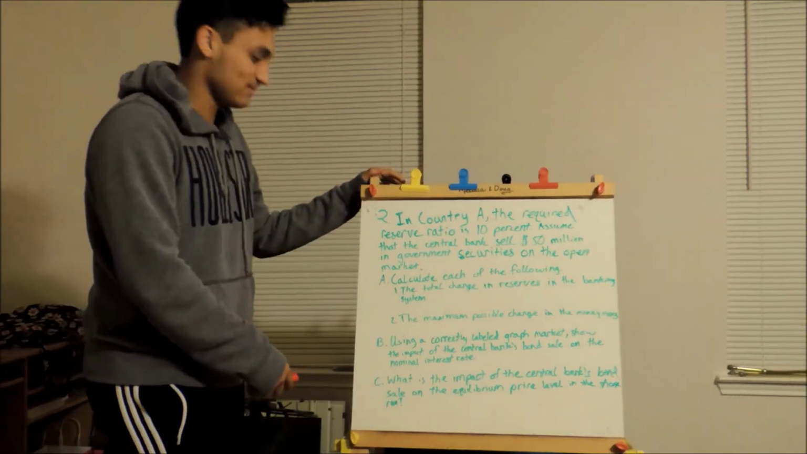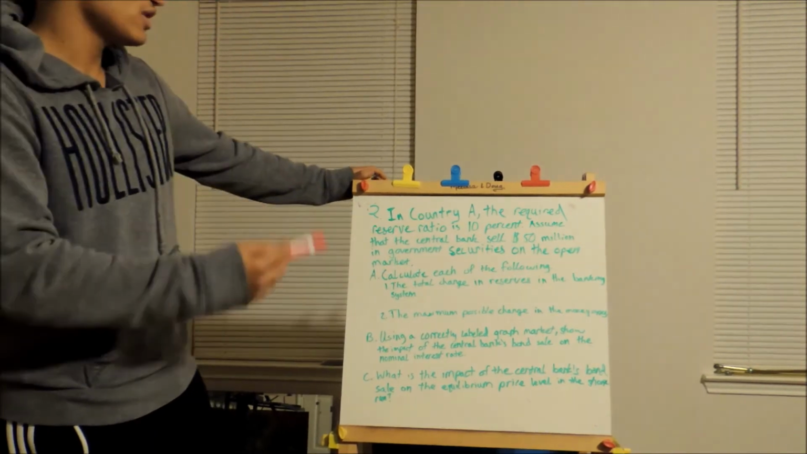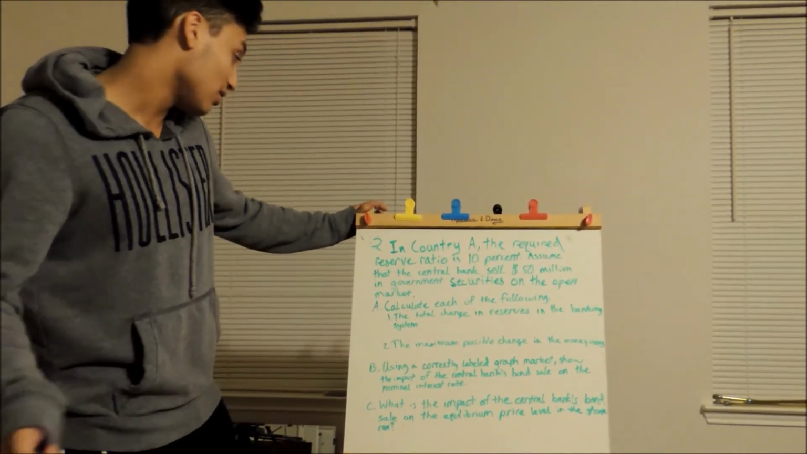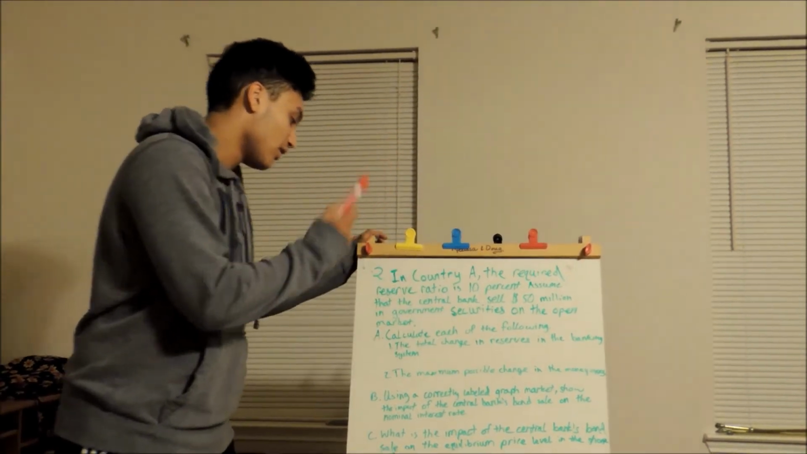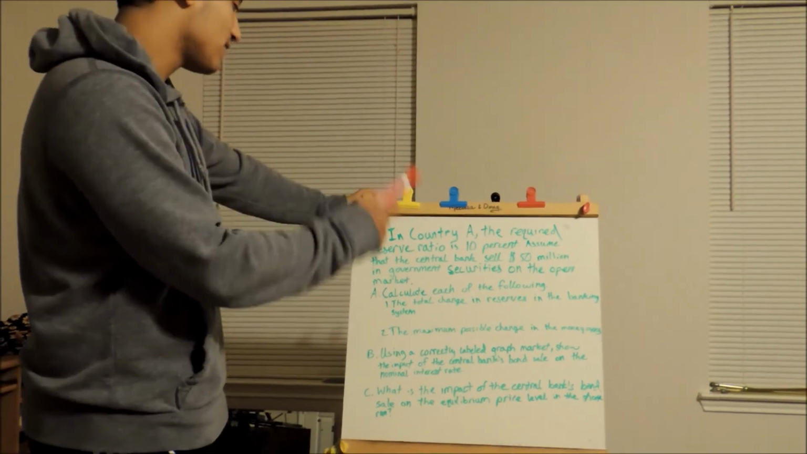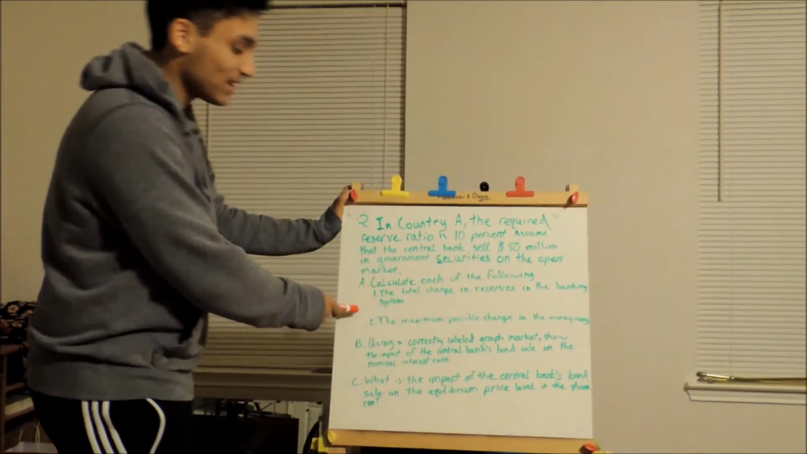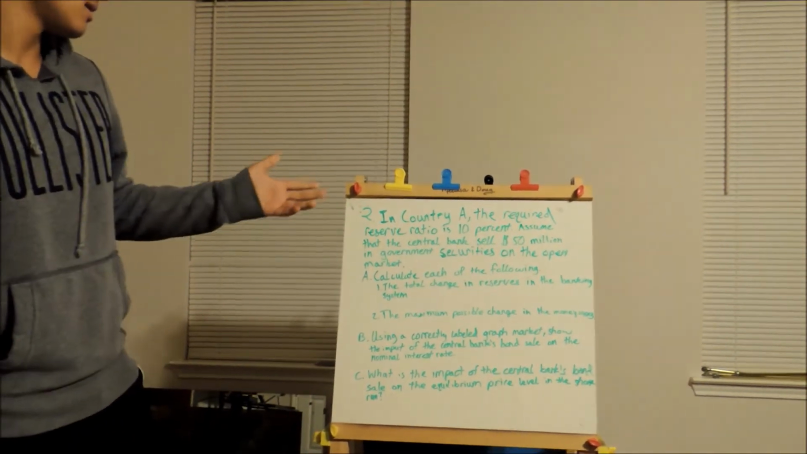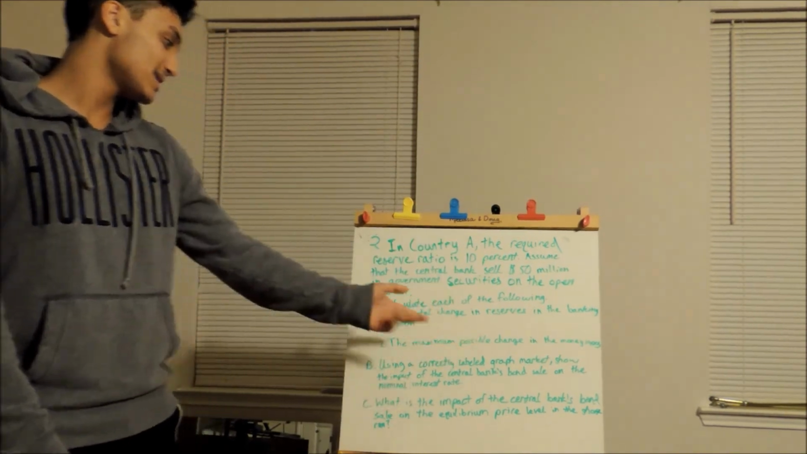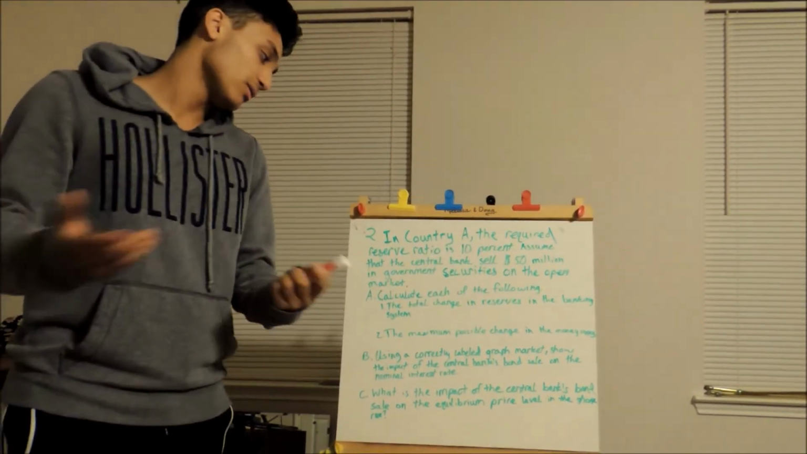We're going to discuss number 2. Let's read number 2 together. In country A, the required reserve ratio is 10%. Assume that the central bank sells $50 million in government securities on the open market. Let's do part A. Calculate each of the following. Now, we have to calculate the total change in reserves in the banking system. Since the central bank sells $50 million in government securities, the total change in the reserves in the banking system will decrease by $50 million.